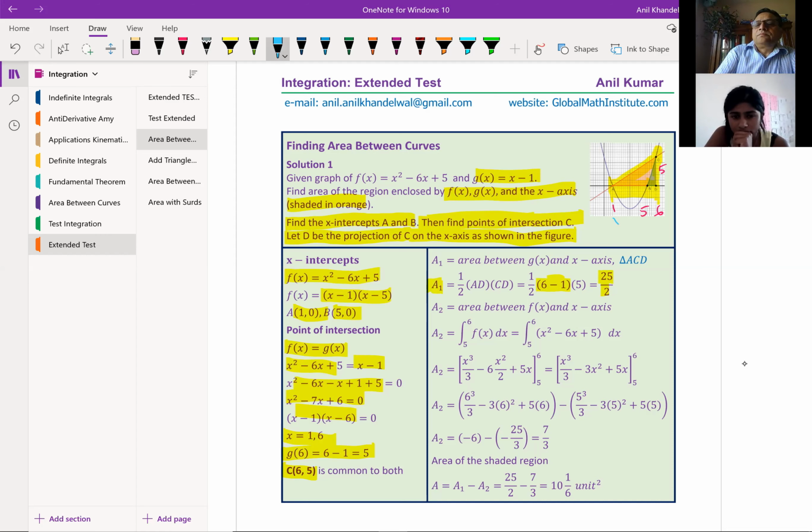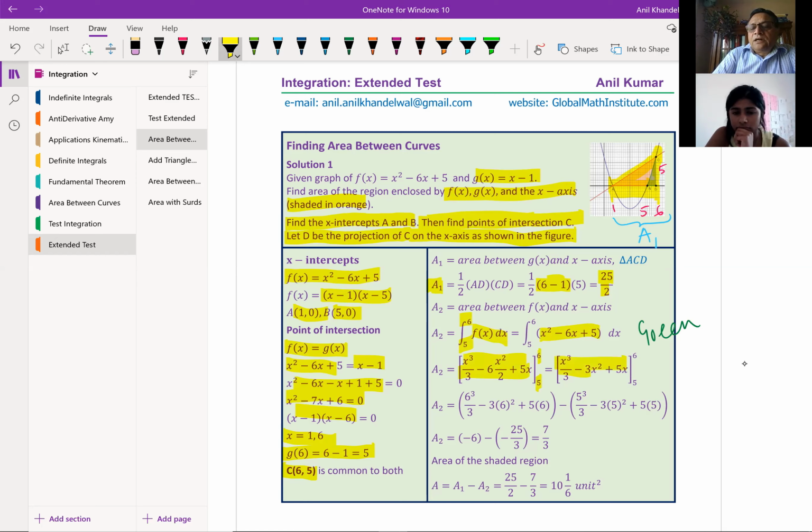So that is A1, full area. Now we will consider the area which is for the green portion. Okay, so green region, which is A2. So A2 is basically the area between the parabola graph from 5 to 6, correct? And the x-axis. So once we find this area by integration, just integrate it, limits from 5 to 6.